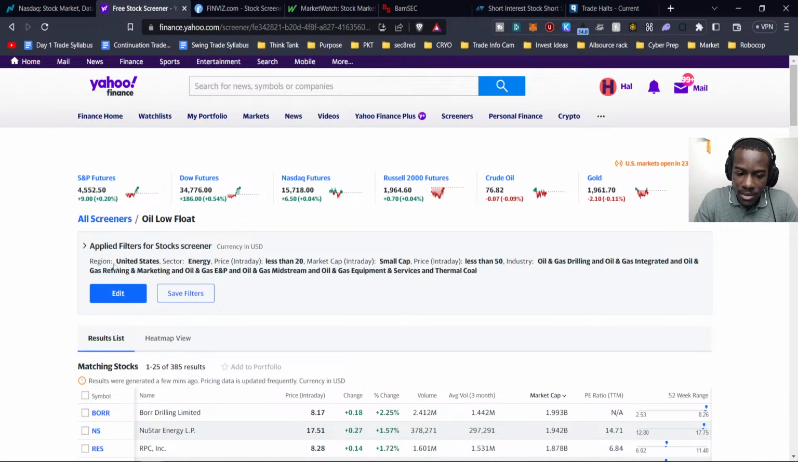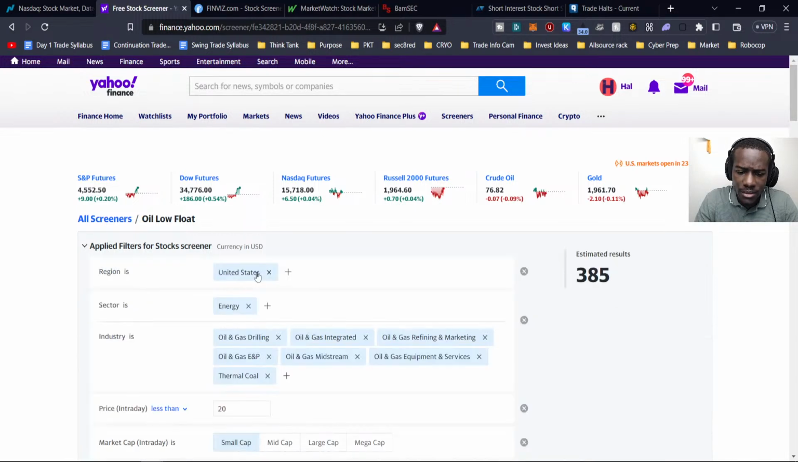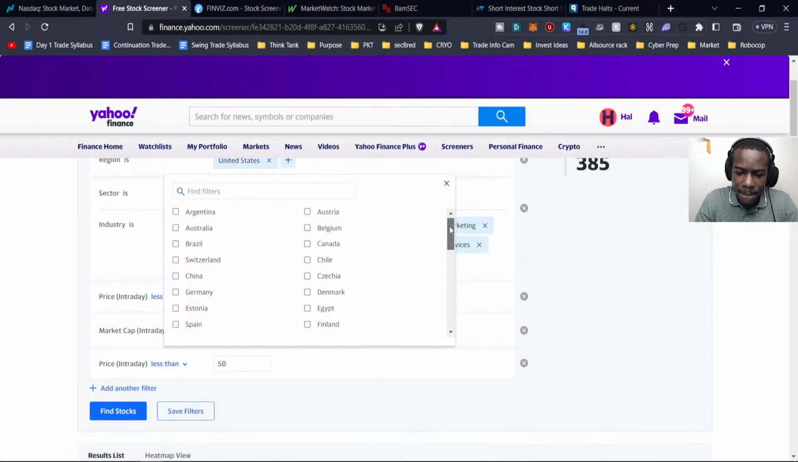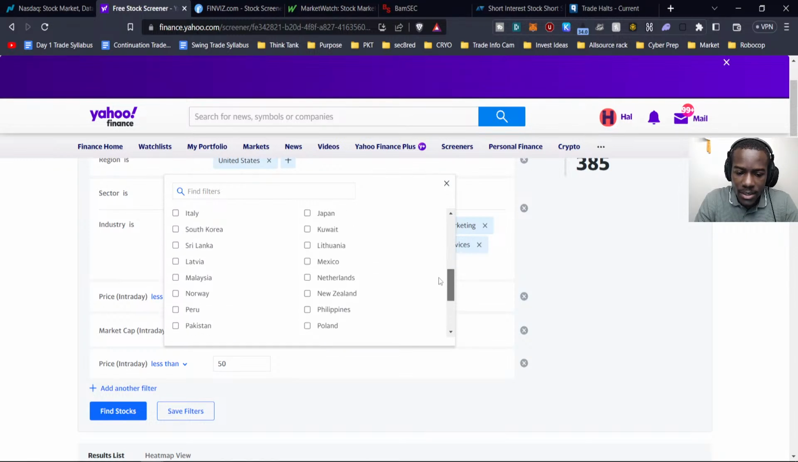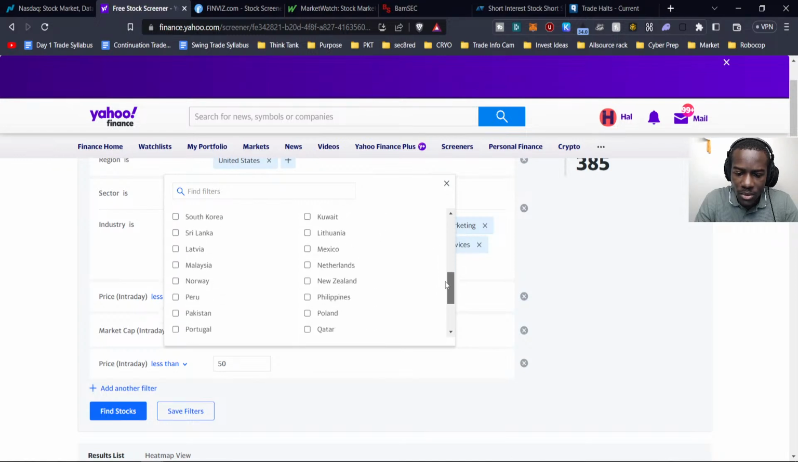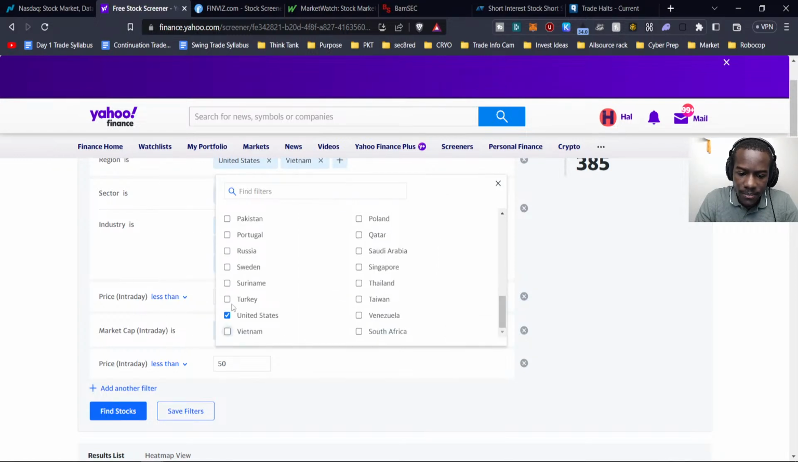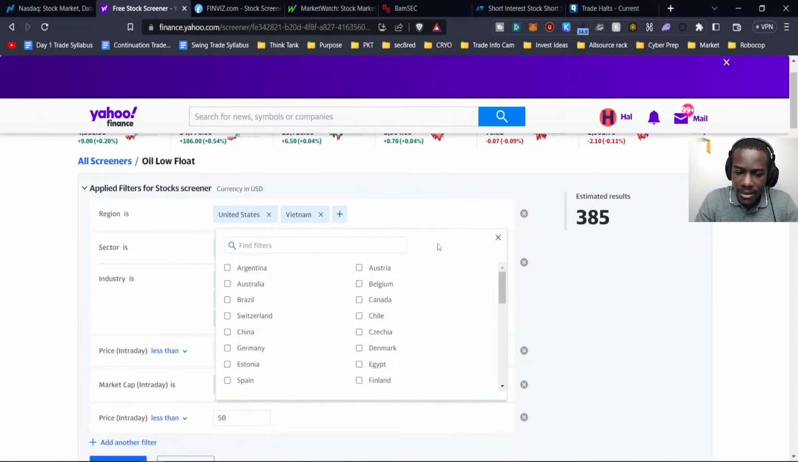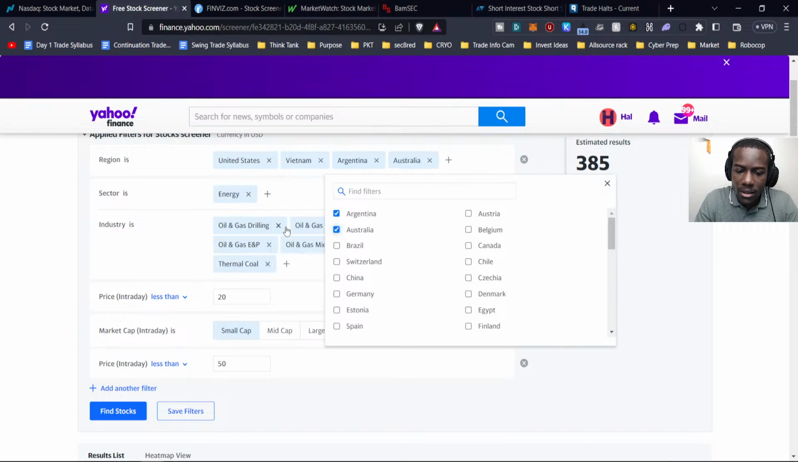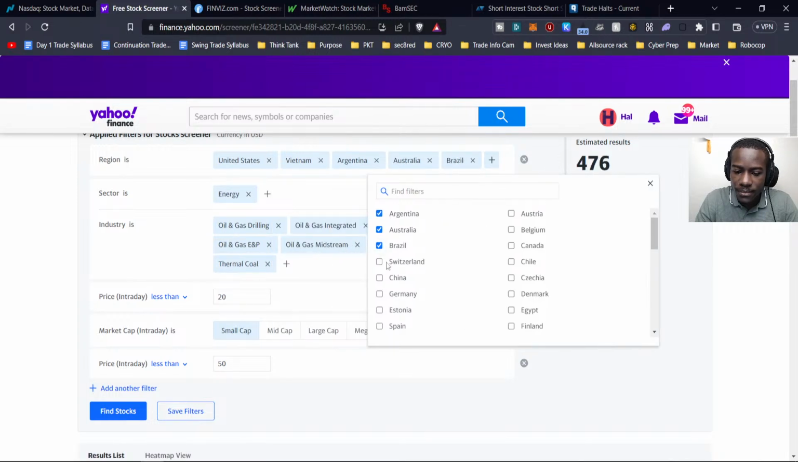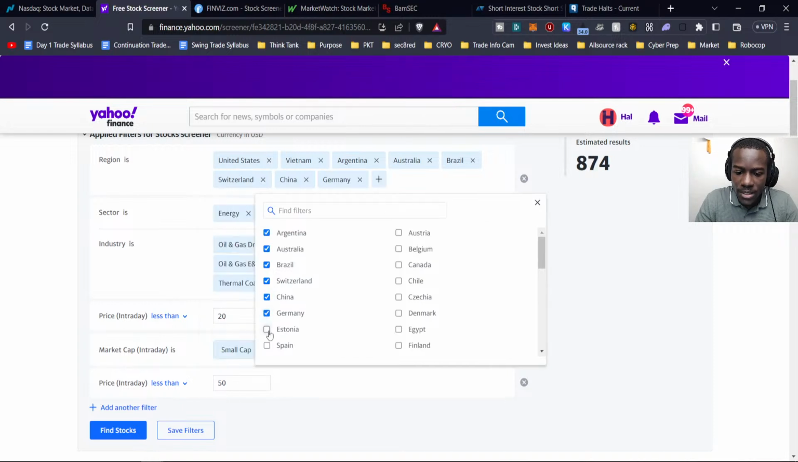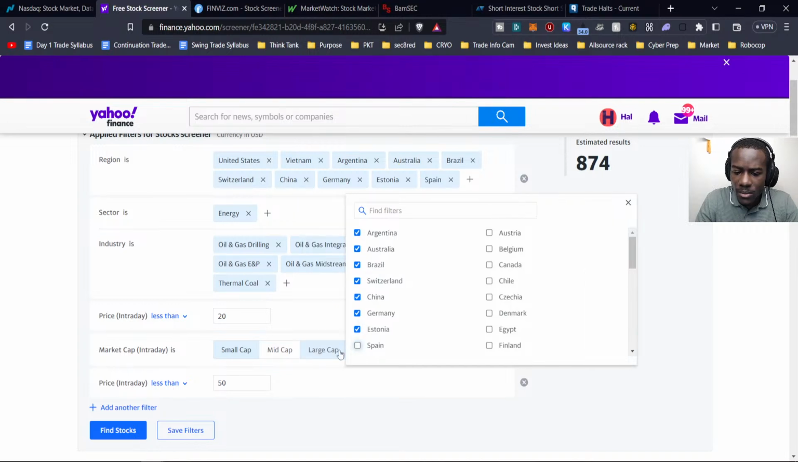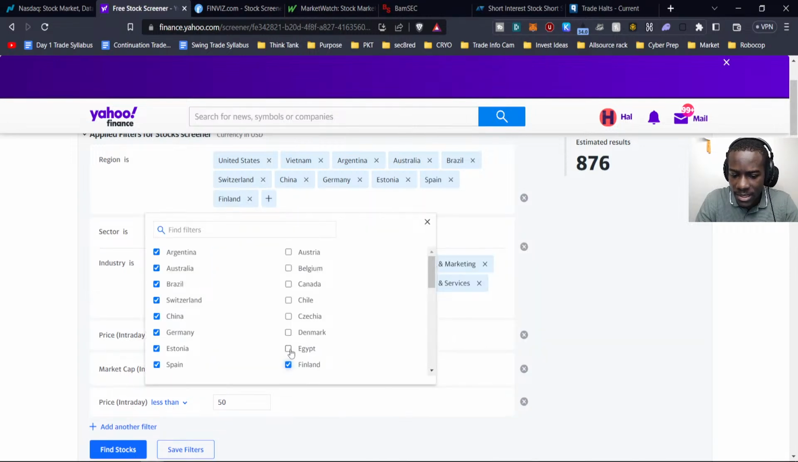Apply filters tells you the region that you're looking in. The sector is energy, and I might want to open up that region. Let's see where else we can look. United States. They got so many places around here, way more to be selected and added to this. Kind of wish they had a select all, you know. But I guess once you save it, it's saved. And this is a free screener, so there. I was wondering why the numbers were so low. It was only looking in the United States.